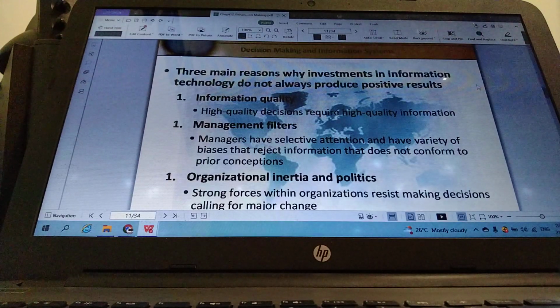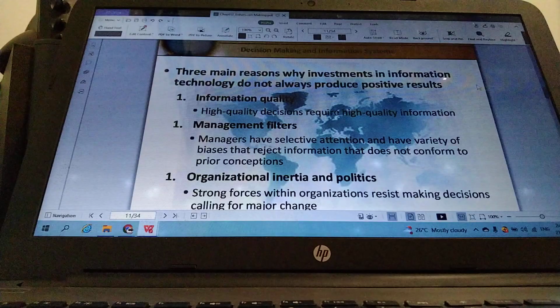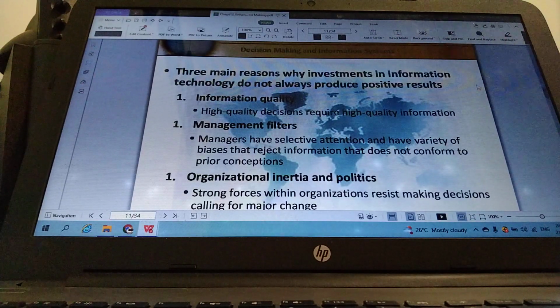Unless the system has been used for many years and it is proven and accepted, then we have no alternative, or it's better to follow the recommendation by the system. But in some cases, it depends on case by case. It's good for the management to be involved or to be part of the decision making process. So management filters is the second reason why MIS do not always produce positive results.